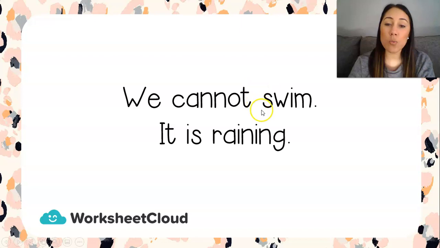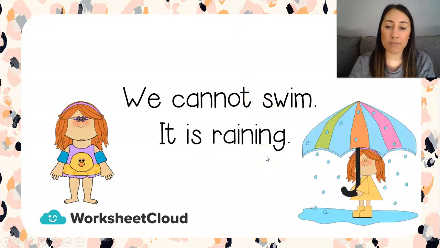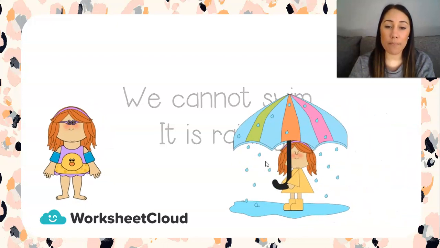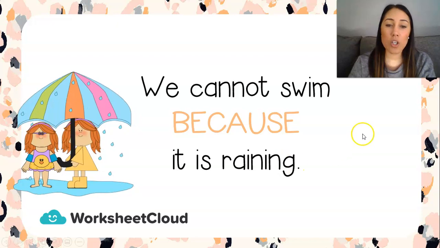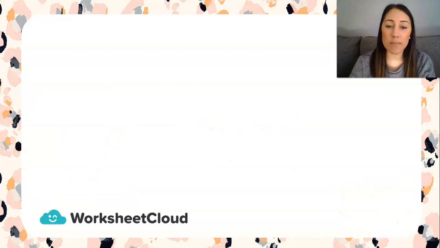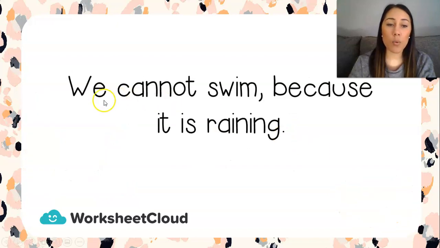We cannot swim because it is raining. So it is raining and therefore we cannot swim. So we use because, it tells us why we cannot swim, because it is raining. So let's put it in a sentence. We cannot swim because it is raining.